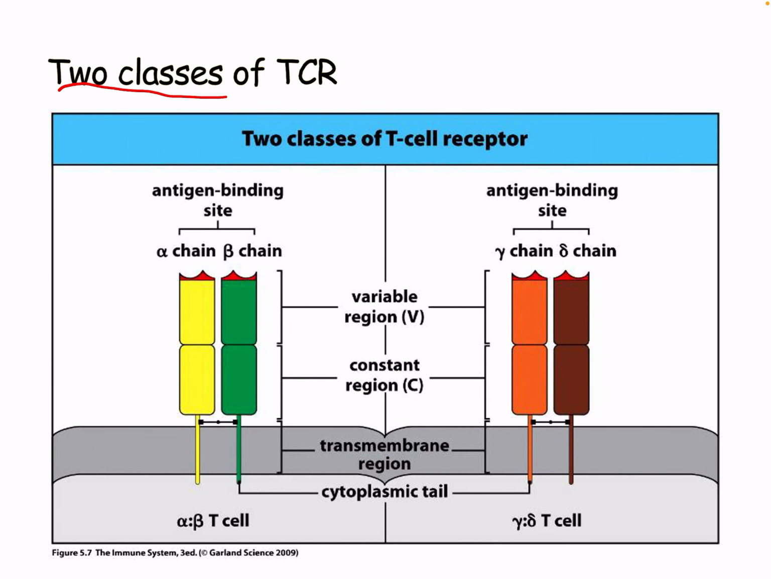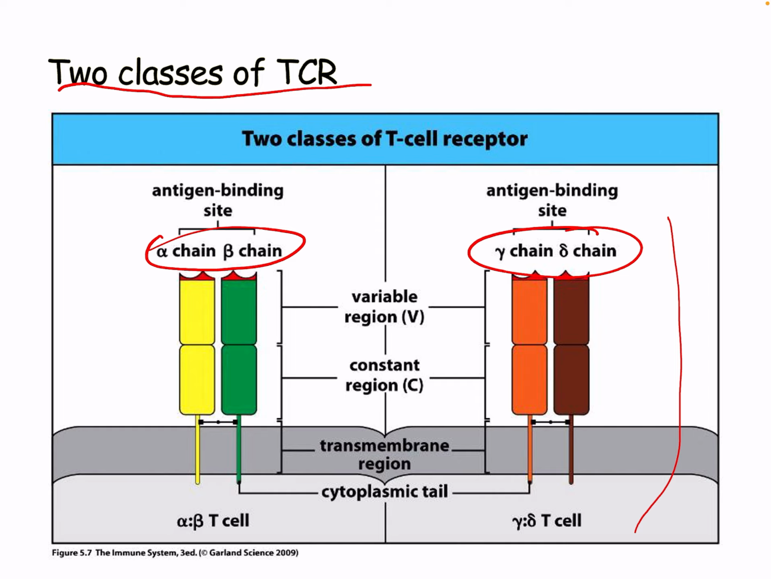Again, the two classes of T-cell receptor are alpha, beta and gamma, delta. You can see that they're pretty much similar in structure, other than they use different chains. And this is, you'll see, kind of like B cells, where there's the mu, delta, gamma, and epsilon to determine the isotype. These are similar in the sense that they're involved in the rearrangement.